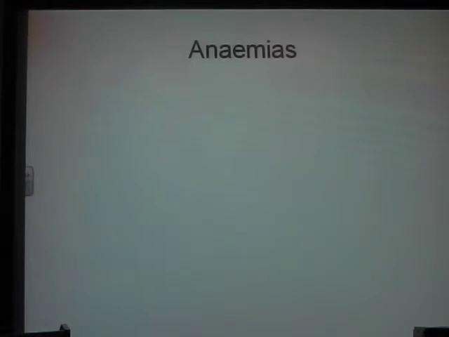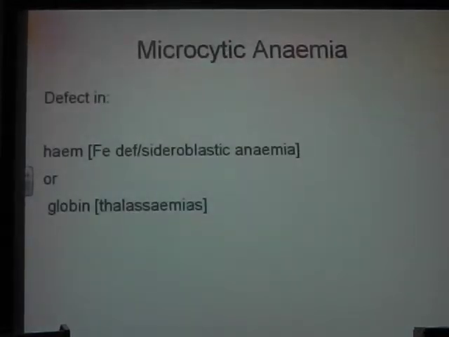Okay, so let's start with the anaemias. We're going to look first of all at microcytic anaemias. A microcytic anaemia is basically due to either a defect in production of heme or of globin. So those are the two things that can cause a microcytic anaemia. In terms of your heme, we've got iron deficiency, which is a big part of your syllabus, and then a slightly rarer sideroblastic anaemia, which is basically due to a defect in the heme synthesis itself. And then globins, we've got thalassaemias, and we'll look at those.